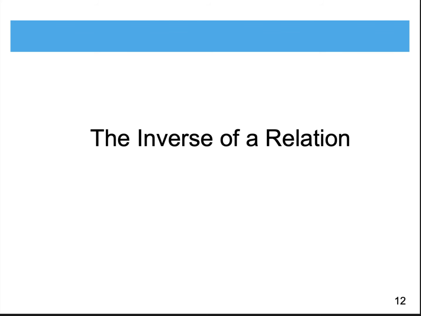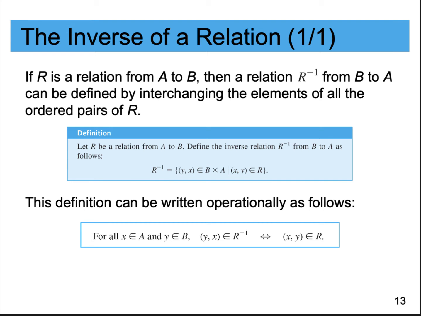Then we also have the inverse of a relation, which we talked about, okay? The idea here is pretty simple. But let's also consider the arrow diagram for inverse relations. So if I have R, which is a relation from A to B, then the inverse relation, R minus 1, the inverse of a relation R from B to A, because it's inverted, can be defined by interchanging the elements of all the ordered pairs of R.